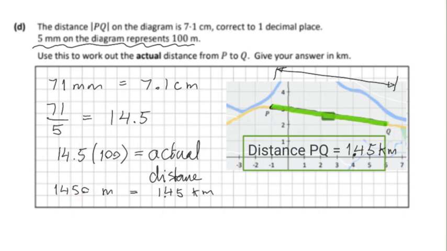And again, it's not complete as we need to convert our answer to kilometers. So then we divide by 1000. 1450 divided by 1000 is equal to 1.45 kilometers.